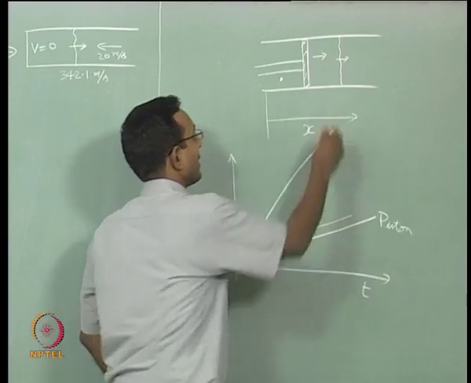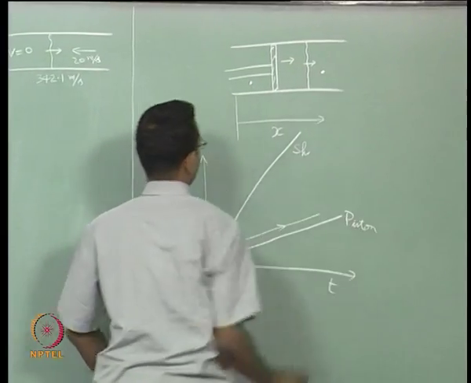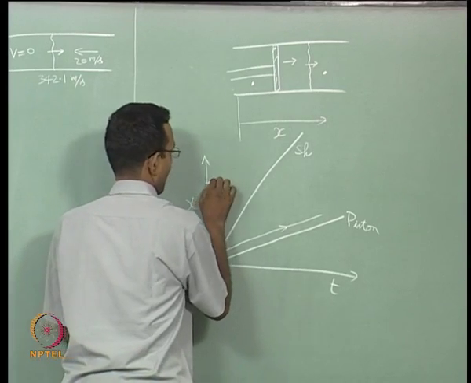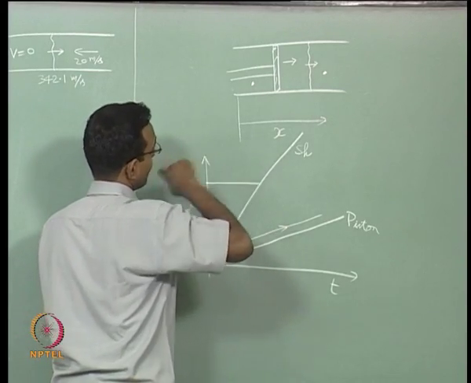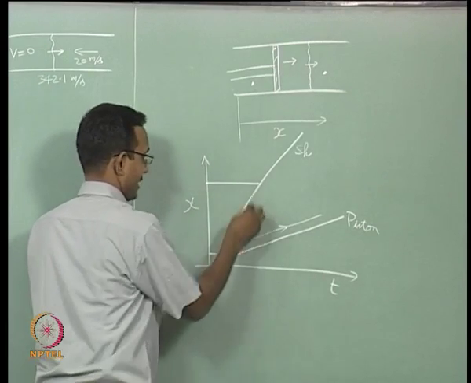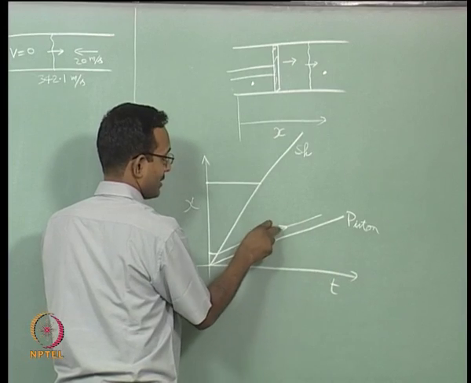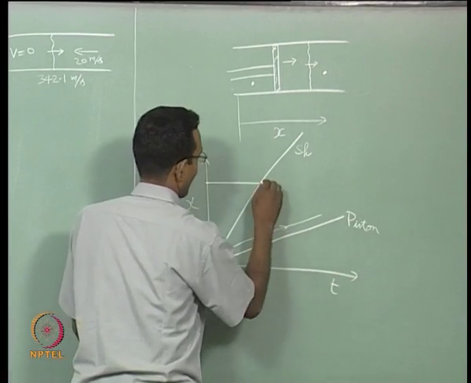Okay. If I pick another point somewhere far away, that is going to be somewhere here, and it will remain constant till the shock reaches that. Let us say that happens at this time. After that, it is again going to go with the same velocity as the piston, so it will again be parallel to the piston.